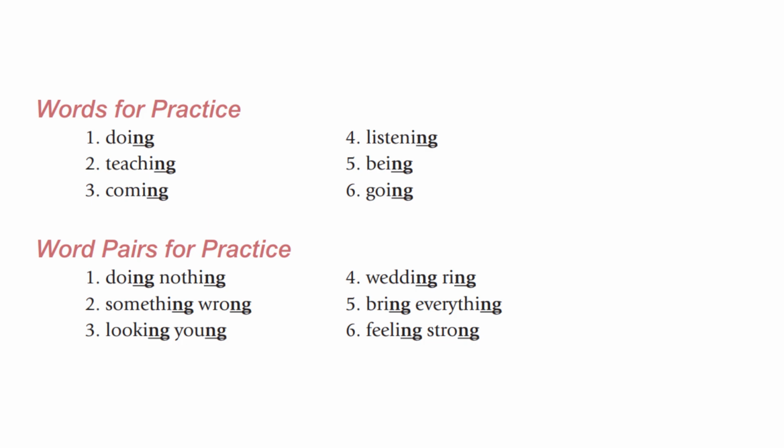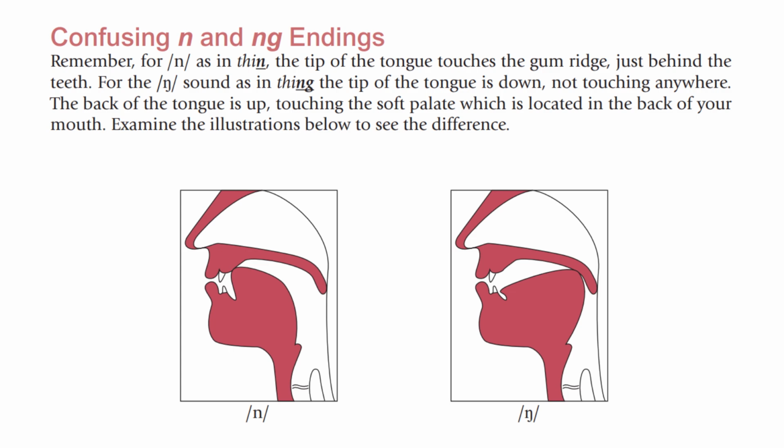Sound contrasts for N and NG. Remember, for the N as in thin, the tip of the tongue touches the gum ridge just behind the teeth. And for the NG as in thing, the tip of the tongue is down, not touching anywhere. The back of the tongue is up, touching the soft palate, which is located in the back of your mouth.